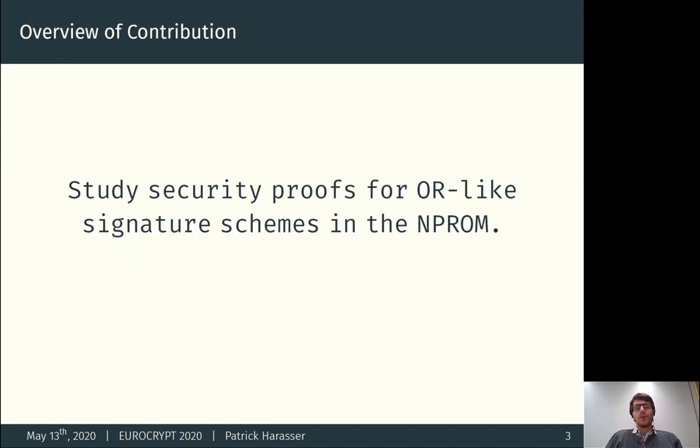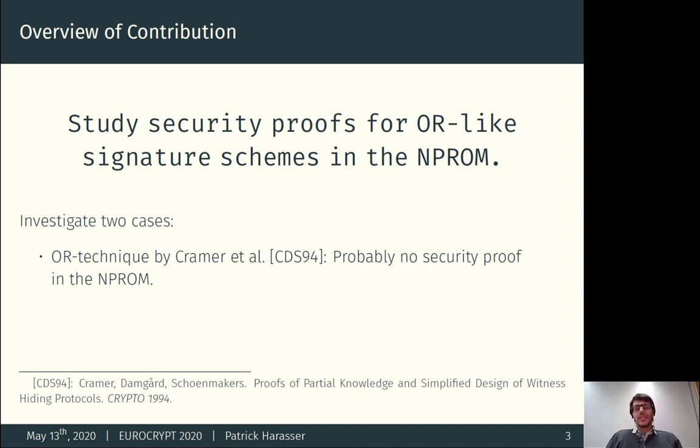Now, the main goal of this work was to study the existence and feasibility of security proofs for these types of signature schemes, but in the non-programmable random oracle model. That is, in a model where the hash function is indeed modeled as a random oracle, but the security reduction is not allowed to reprogram it. We believe it is interesting to know whether such proofs exist, since the NPROM is much closer to the real world than the plain random oracle model, given that we currently do not know any hash functions that support programmability. More specifically, we investigate two OR techniques for Sigma protocols.